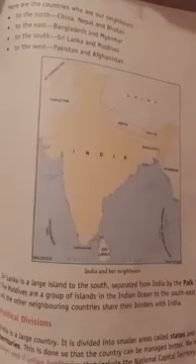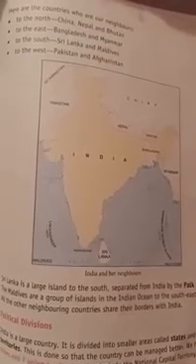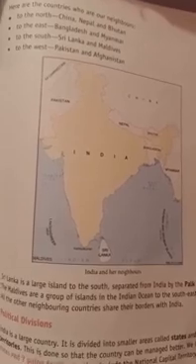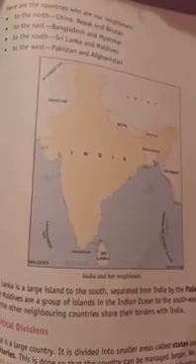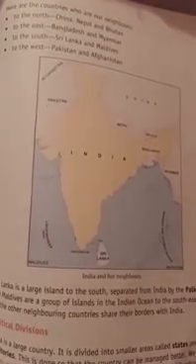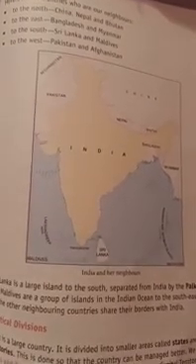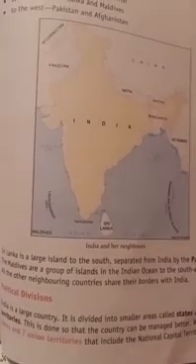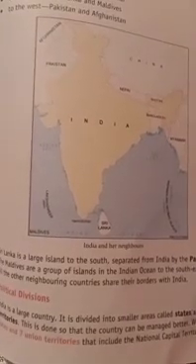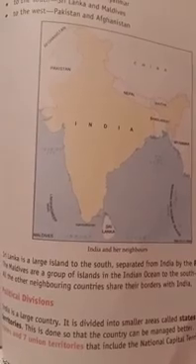This is the route that is connected between our India and Sri Lanka. And the Maldives is also a group of islands in the Indian Ocean, which is located in the southwest of India. So all these countries share their borders with India, okay? That is all for India and her neighboring countries. Let's move to the political divisions.